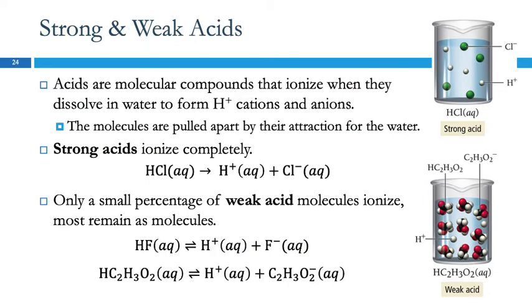So over here, in this beaker, acetic acid, we have a couple of hydrogen ions that came off of the acetic acid molecules. And here's an acetate ion. But most of these are still the intact acetic acid molecule. And that's known as a weak acid.